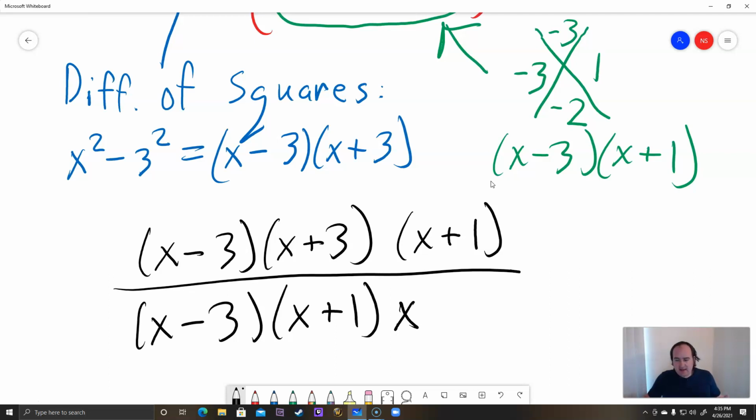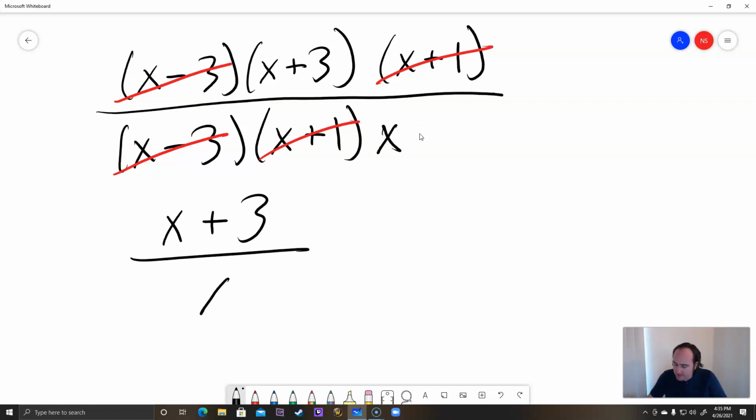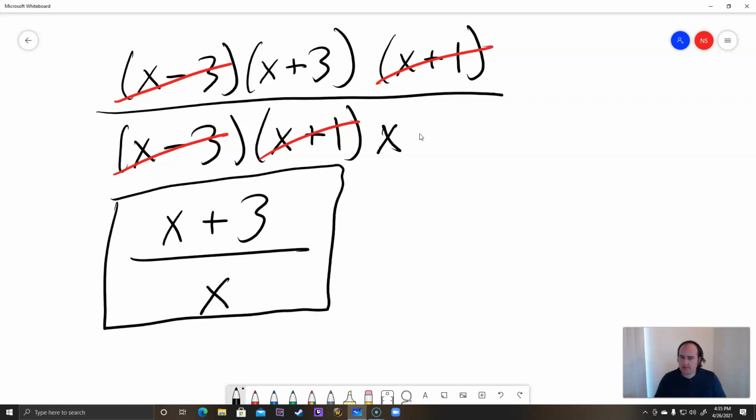And then stuff's going to cancel out now, finally. The x minus 3's cross out, the x plus 1's cross out, but we can't cross out the x plus 3 and the x because they aren't exactly the same factor. So that's going to be our answer: x plus 3 on the top and x on the bottom. So we get x plus 3 all over x, and that is our final answer for that problem.